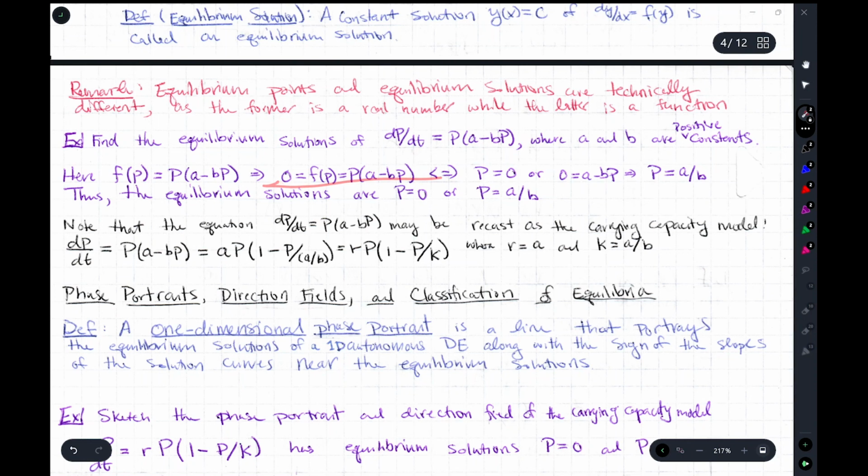And we solve for where this is equal to 0, and it's equal to 0 when p equals 0 or p equals a over b. So we get equilibrium solutions p equals 0 and p equals a over b. These again are just constants. This is a critical point, this is a solution.